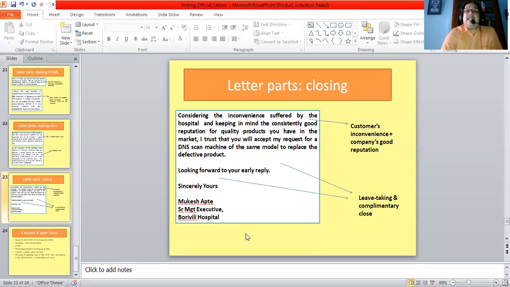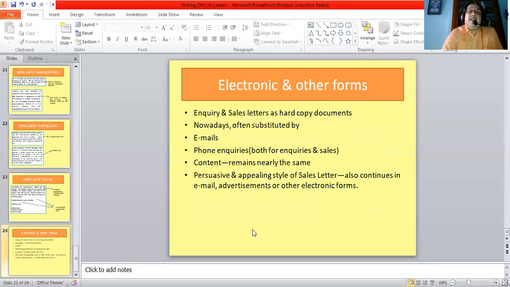So this is the third type of letter. And in this case, it is a letter of complaint, which is addressed to the supplier, which has supplied the defective DNS scan machine, asking for corrective action, either a replacement or a refund. Now, you can remember that all these types of letters are hard copy documents, but nowadays, as I have said, they are often replaced by electronic copies or emails.